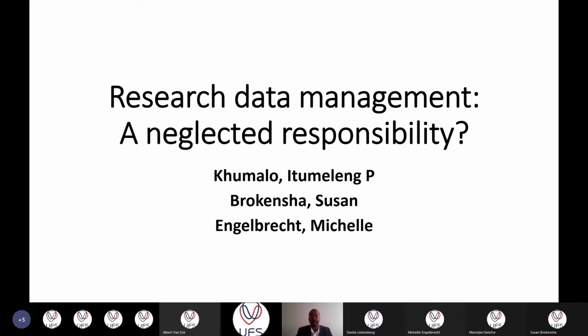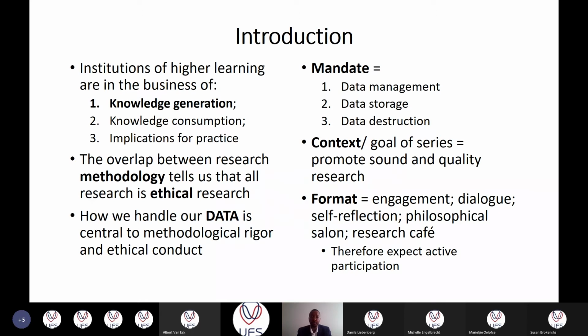Right. So research data management, I think it had been positioned as a neglected responsibility with a question mark. I'm greatly honored to join my two colleagues, Michelle and Susan. Thanks for accommodating us. Now, let us look at the introduction. In the introduction, I wish to really give emphasis to two things. That which I understand that we are trying to do here, as well as what the mandate coming from the faculty is about the specific series, as well as the specific talk on this day. The first is that what ought to be the business of institutions of higher learning?